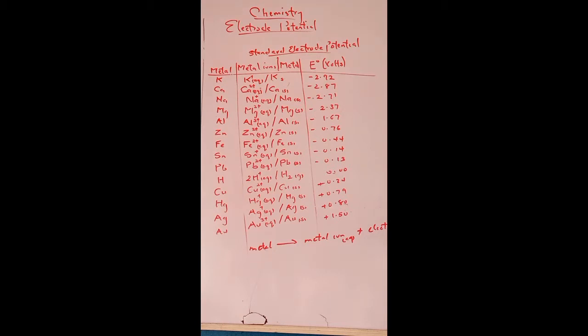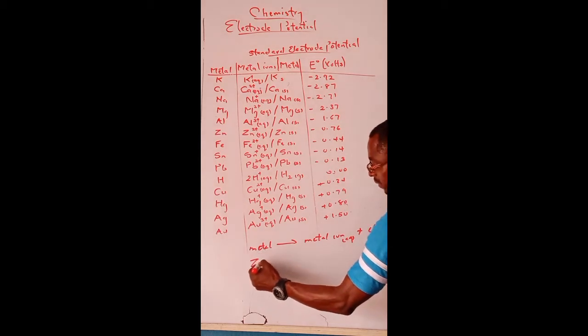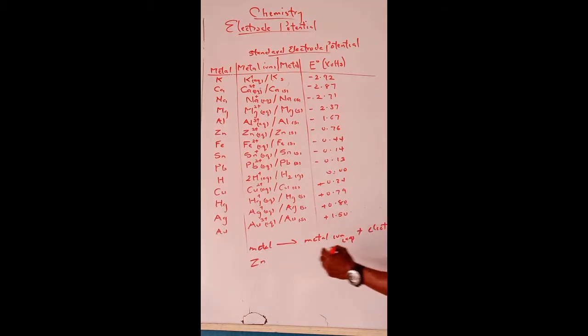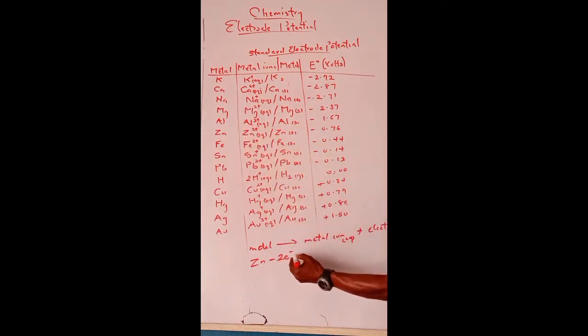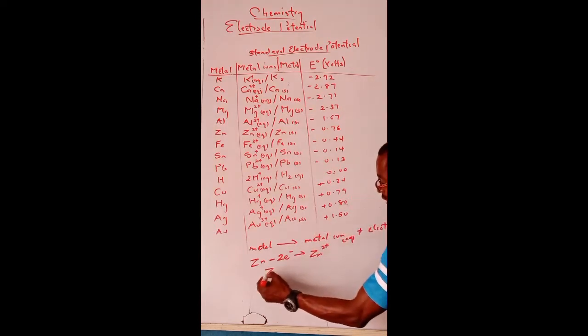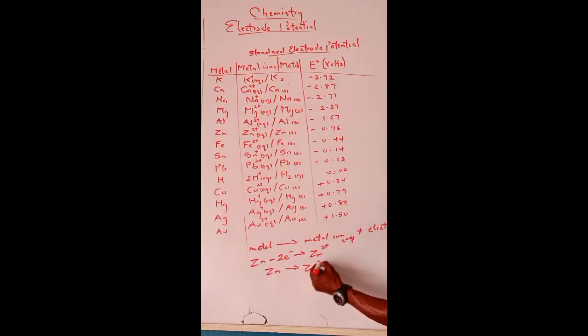I have said here that metals ionize by electron loss. Look up. If I add zinc, this is a metal, it will lose electrons. Zinc is zinc 2 plus, so it will lose 2 electrons to become zinc ion. That's how we get zinc ion. But because we don't normally write minus 2, we bring the 2 electrons here, so it becomes Zn2+ plus 2 electrons.